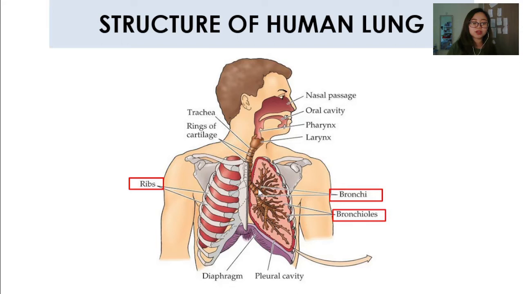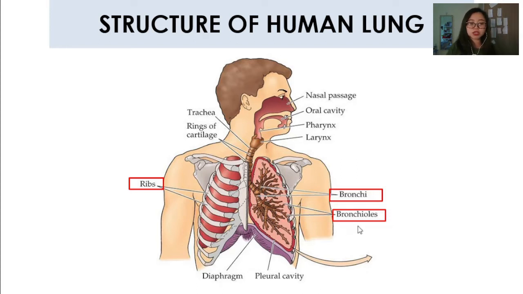Kiri satu bronkus, kanan satu bronkus. Bila ada dua bronkus, kita namakan bronchi. Dan setiap bronkus akan bercabang. Okay, dia akan pecah kepada banyak-banyak cabang.